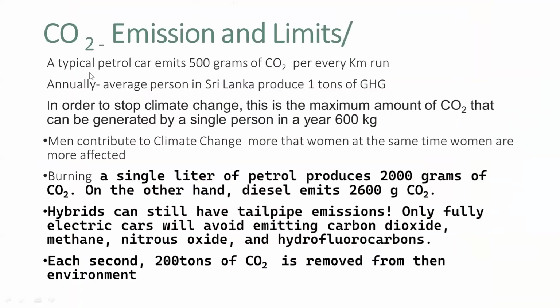CO2 emission and limits. A typical petrol car emits 500 grams of carbon dioxide for every kilometer run. Annually, the average person in Sri Lanka produces 1 ton of greenhouse gas. In order to stop climate change, this is the maximum amount of CO2 that can be generated by a single person in a year. Our limit is 600 kilograms per year if you want to stop climate change. But we produce 1,000.